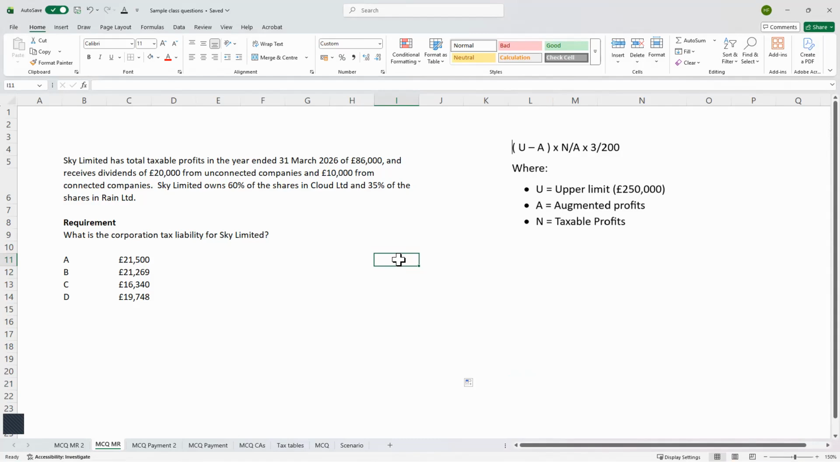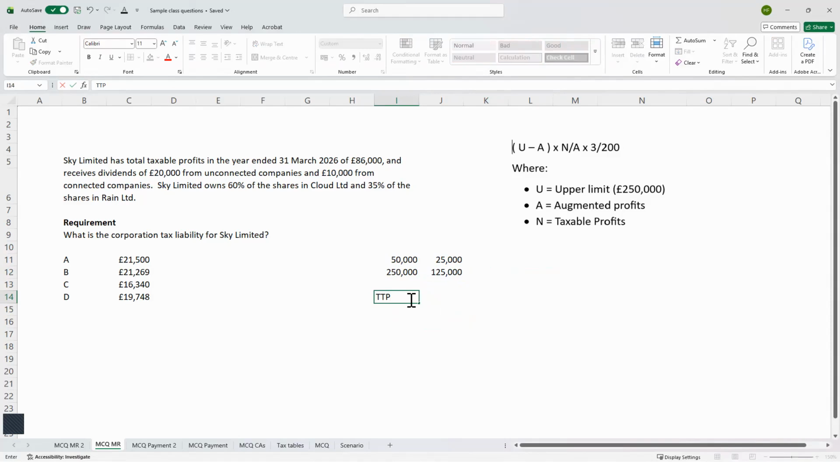So we know from the tax tables that profits above £250,000 are taxed at 25% and below £50,000 are taxed at 19%. So the limits here, we've got £50,000 and £250,000, but we know we need to prorate these limits if we have a short accounting period and any associated companies. We have a full 12 months here, but we're told that Sky owns 60% of the shares in Cloud and 35% of the shares in Rain. That means there's one associated company here as Sky controls Cloud, so we need to divide the limits for two associated companies. So that means the new limits for marginal relief become £25,000 and £125,000.